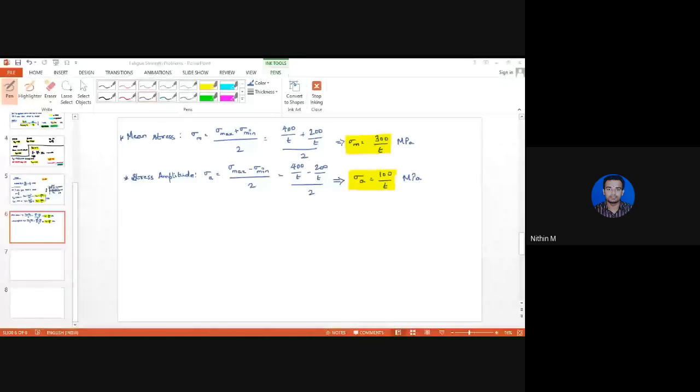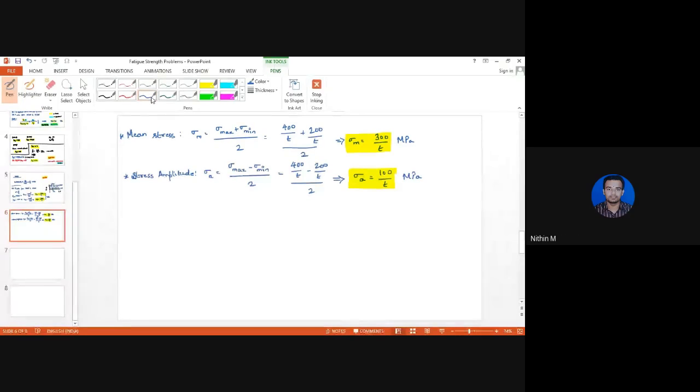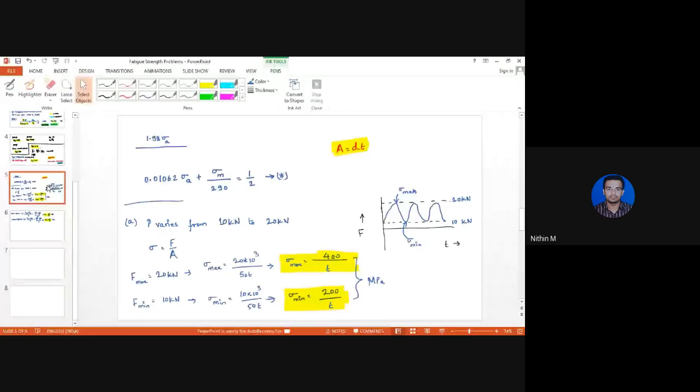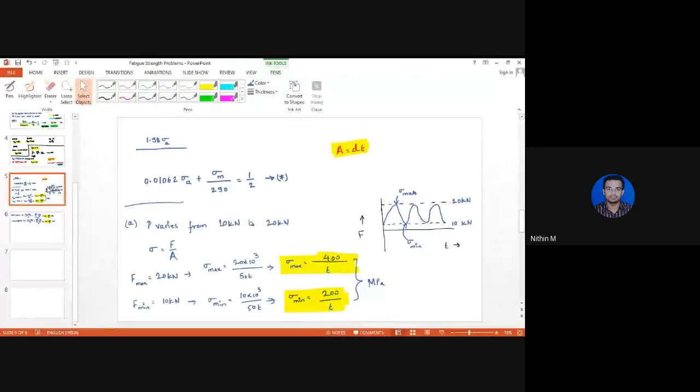Okay, fine. So sigma A, sigma m, do you know how to calculate them? Yes, sir. Okay. So now you go back. So this is equation star.